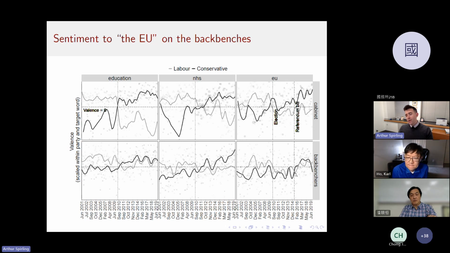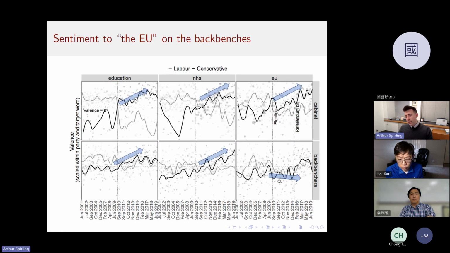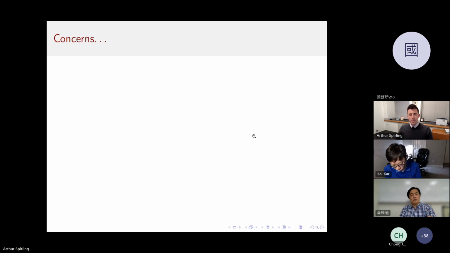In fact, the only time that this dark line starts to become more positive and above the zero line for backbenchers is when David Cameron, who's the Prime Minister, announces a referendum around here. And suddenly the backbenchers become more interested. So it's an outlier: it decreases over time, and the rest increase.